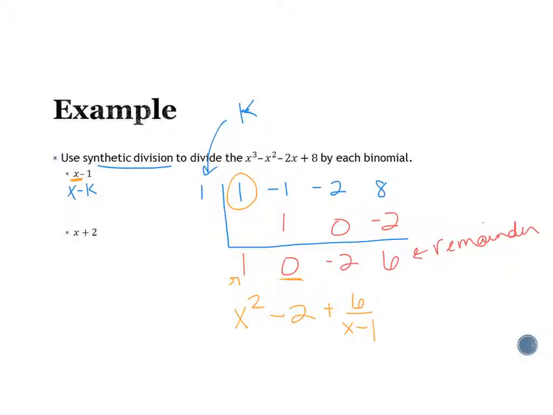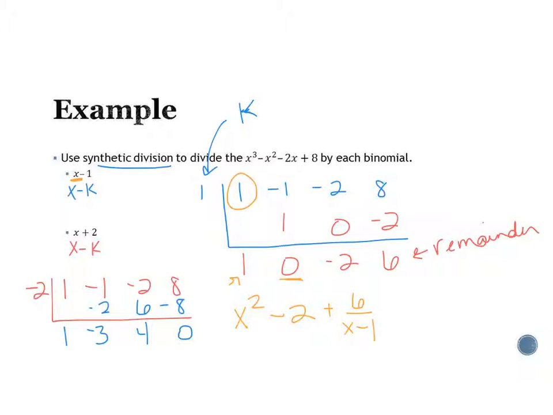If we want to do the other one, let's see if I can squeeze it in here. We have the same coefficients. We're going to divide this time by -2, right? Because this is x minus k, so k has to be a -2. So we're going to drop, multiply, add, multiply, add, multiply, add.